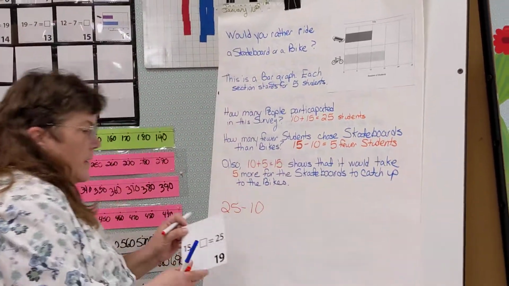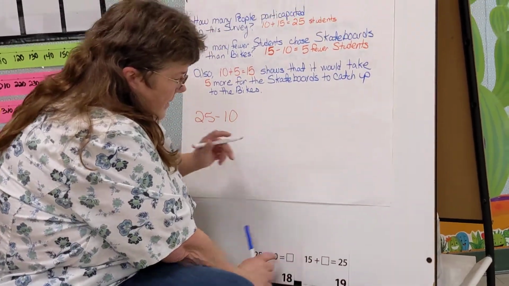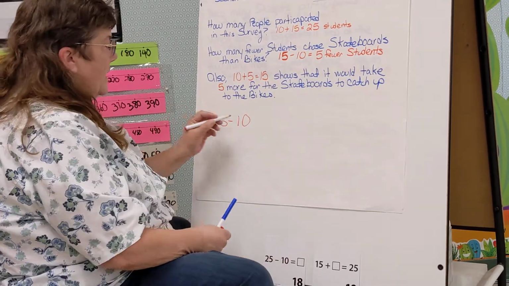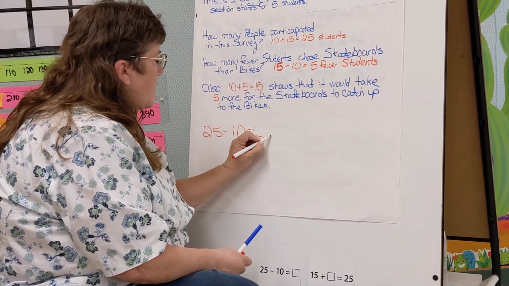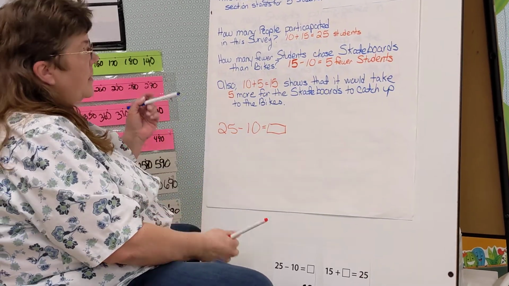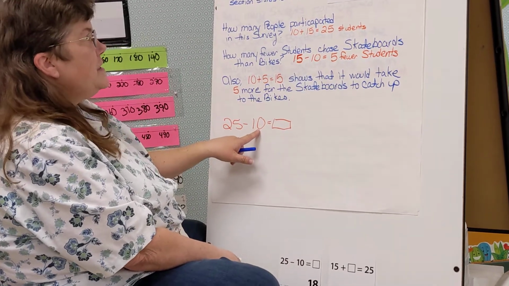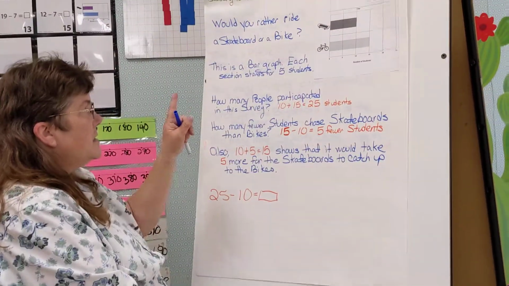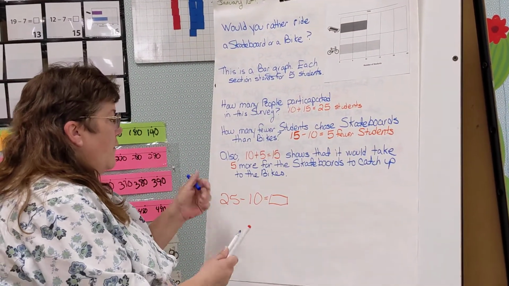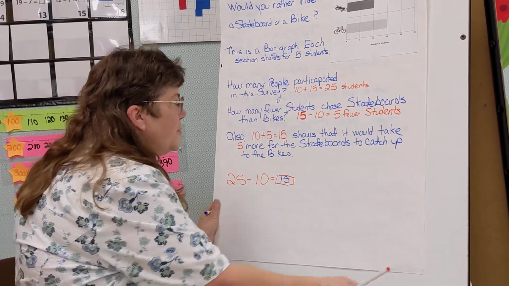And then sit back down. I realized we had 2 to do, but I'm going to start with the 18th. So 25 minus 10 equals what? What are they trying to ask us? 25 students participated. 10 students picked skateboard. So 15 students picked bike.